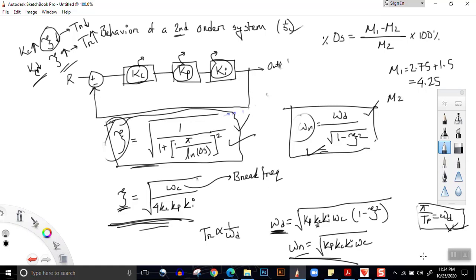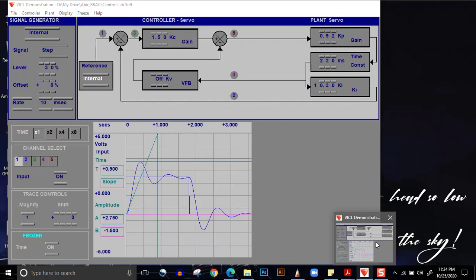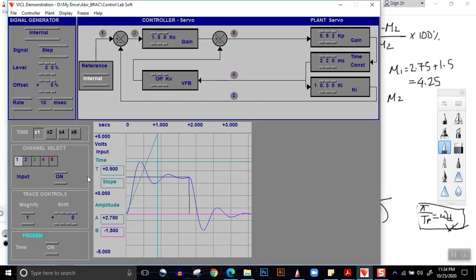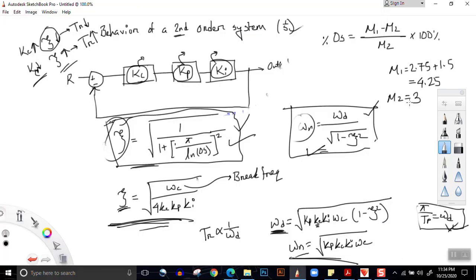M2 over here, let's look at it again. This is our steady state value, which matches with the input as well. So let us take A and place it here. This is a steady state value. So this is 1.5. So M2 is equal to 1.5 plus 1.5, that is M2 is equal to 3.